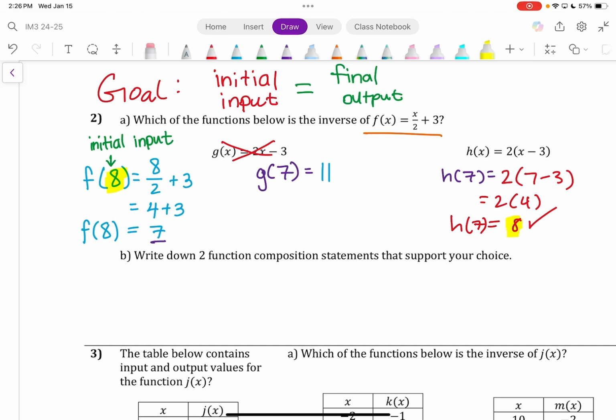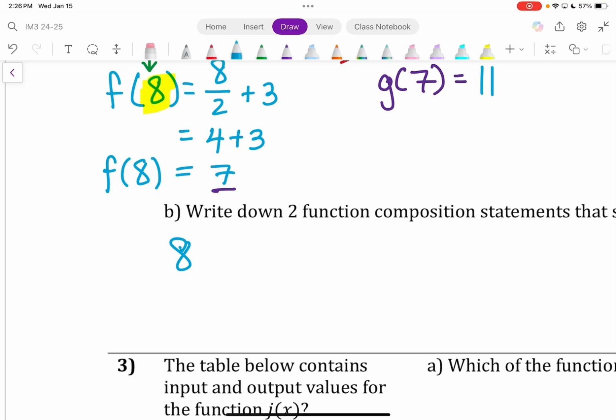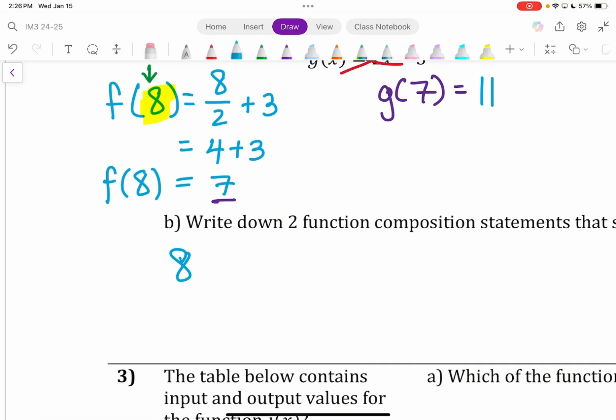All right. Now, I'm going to show you guys how to write these as statements, as function composition statements. So pay attention here. What was the first thing that we did? We took 8 and we plugged it into which function? Based on the problem we just did, 8 was plugged into which function? F. So we did f of 8, right? That's the first thing we did.